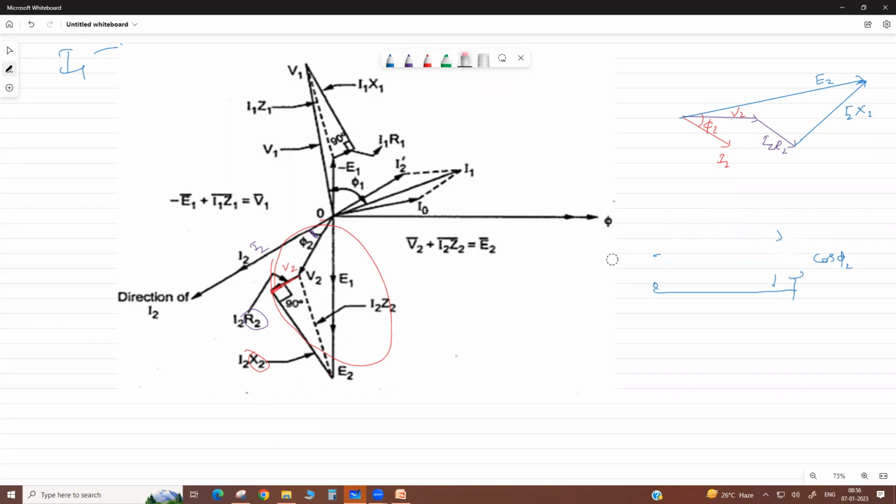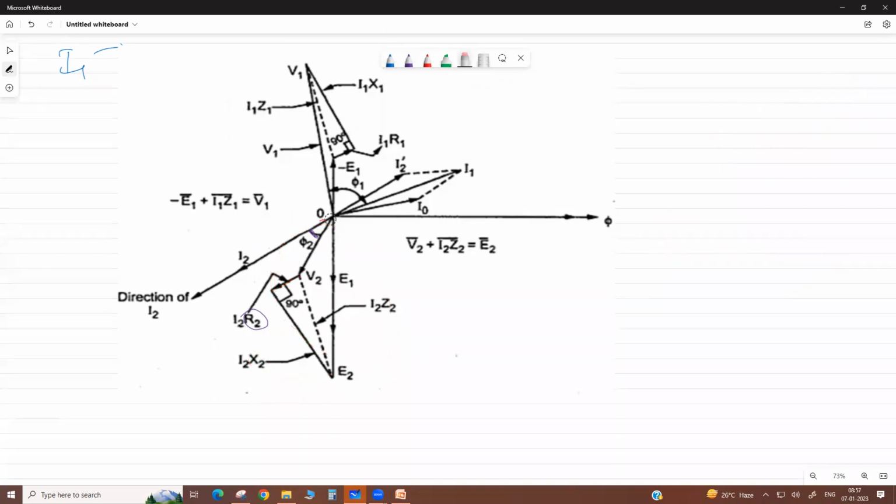But this will not be asked. Just remember yesterday's voltage regulation with respect to primary and secondary. That is very important because a numerical is asked on that.